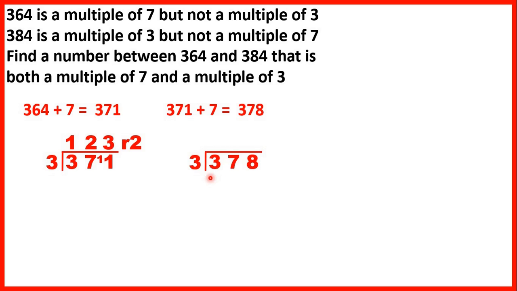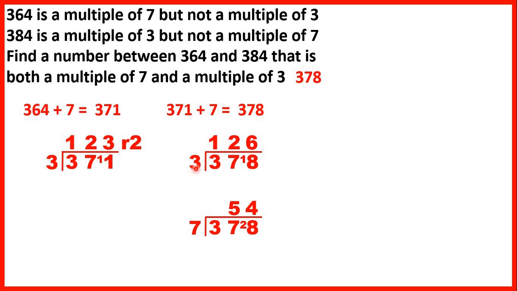Well, let's divide to find out. We can do that using short division, and we get 126. So, because we don't get a remainder, we know that it is a multiple of 3 as well. And let's just check that it's a multiple of 7, just in case we've made a mistake when we were adding 7. When we use short division to divide by 7, again we get a number that doesn't have a remainder.